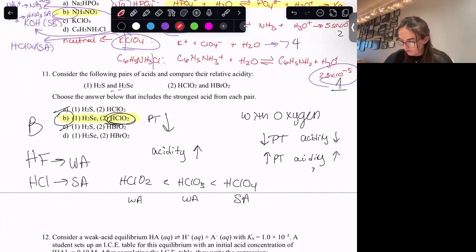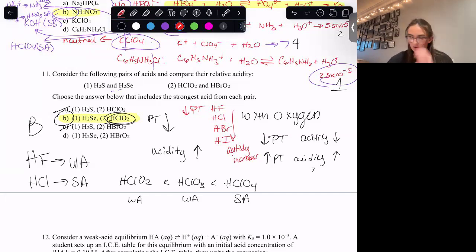So when we go down a periodic table, if it's just HF, HCl, HBr, HI, as we go down, acidity increases. So when it's just the H plus and whatever halogen it's with, or even if it's H plus and a different group going down, acidity will always increase.